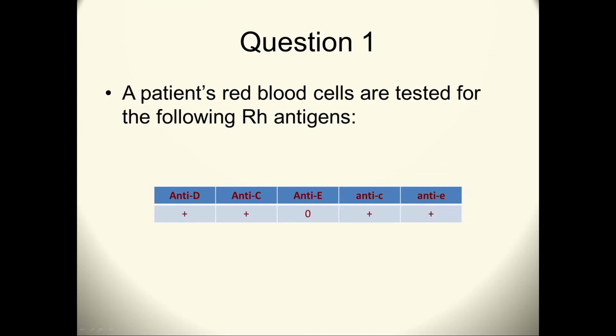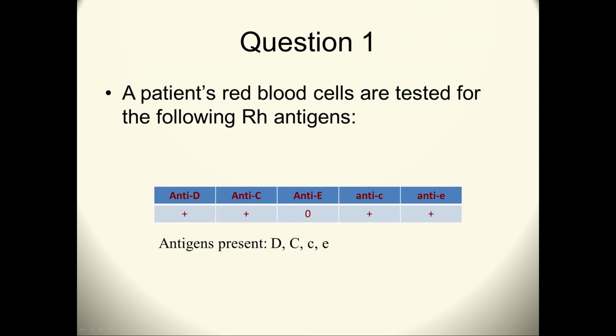Okay, now that we've covered the 4 terminologies, let's take a look at some problem solving. So a patient's red blood cells are tested for the following Rh antigens: D, big C, big E, little c, and little e. And the antigens present are D, big C, little c, and little e. The antigen that is lacking is big E antigen. So can we take the serological results and, based on the most common genotypes that were shown in previous slides, make a prediction as to this patient's most probable genotype?